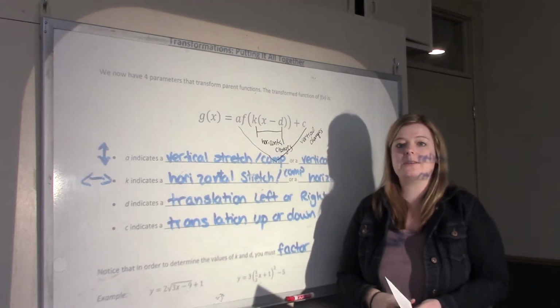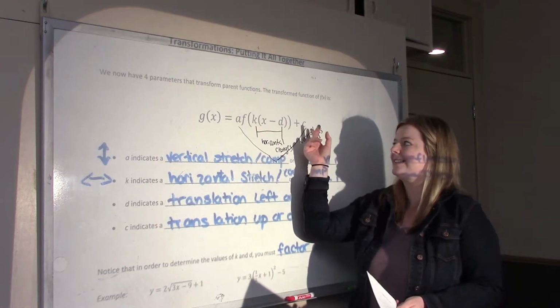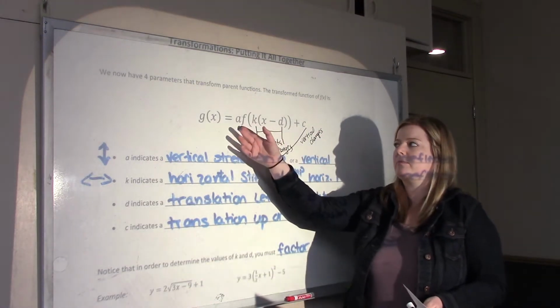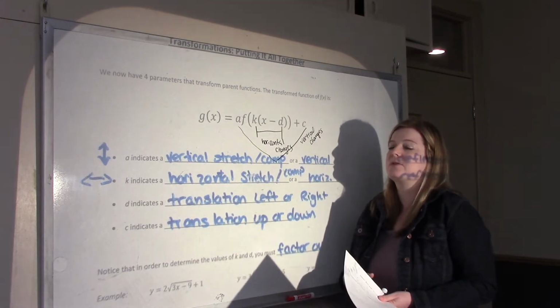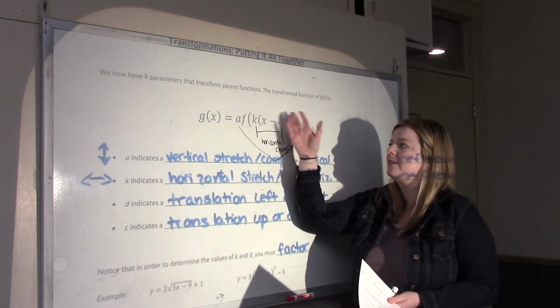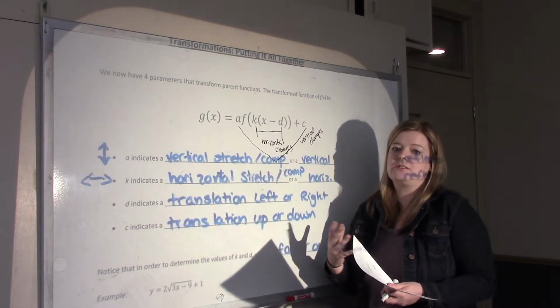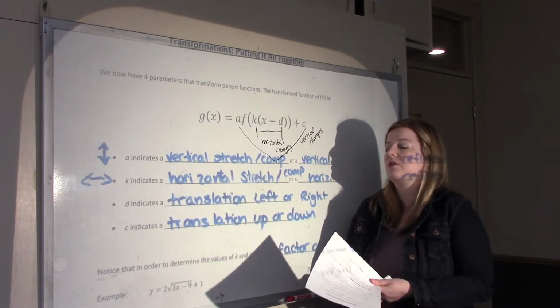So the numbers that are outside the function, A and C, so either being multiplied outside the function or added outside the function, those are vertical changes. And then the parameters within the function, so with the x value, those are horizontal changes.